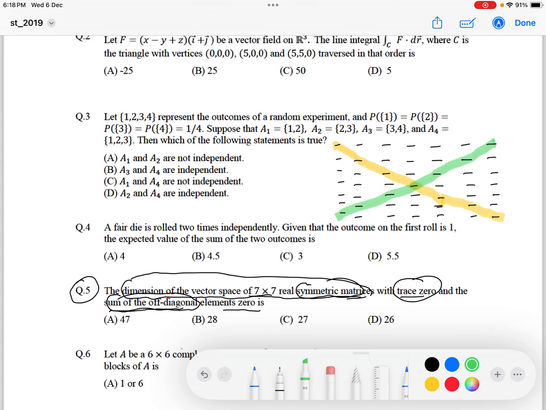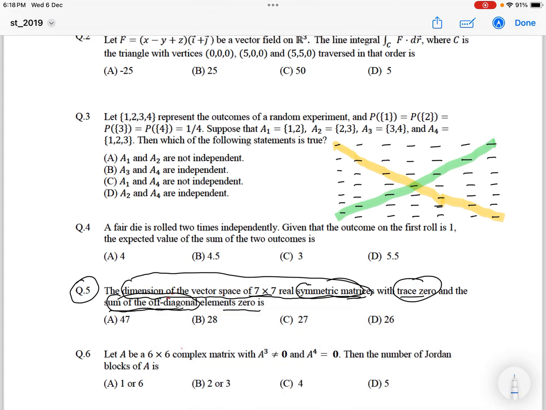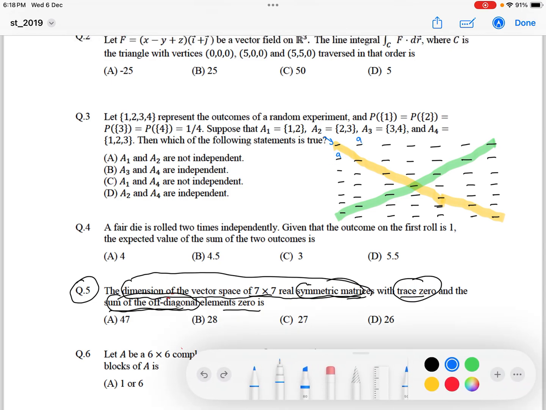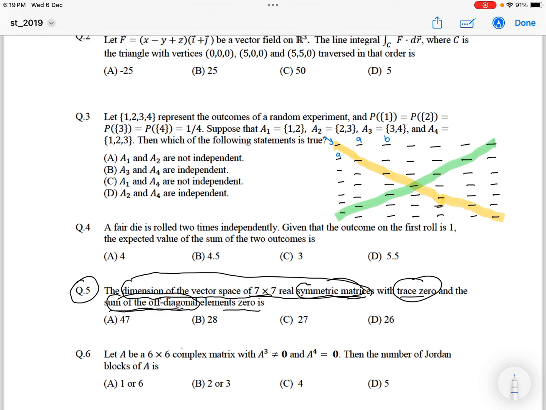We are given that the matrix is symmetric. So if here it is A, then here it will also be A, because across the diagonal these two elements would be the same. Similarly, if here it is B, then it is B, and likewise C, C, D, D, E, E, F, and here it will be F.